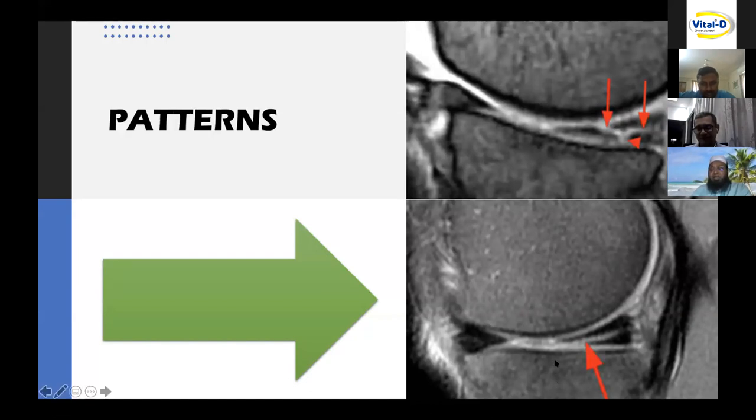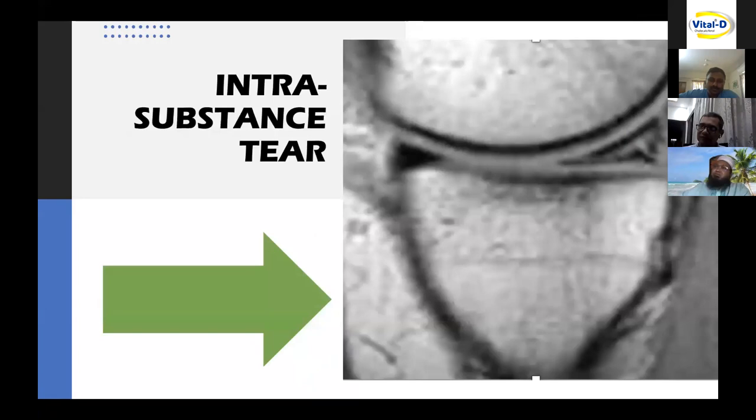And same thing here. In the lower picture, there is a champagne glass appearance of the tibia. The anterior horn is okay, but in the posterior horn, you see there is a horizontal line which extends inside the medial meniscus posterior horn. So this is the horizontal type of tear of the posterior horn of the medial meniscus.